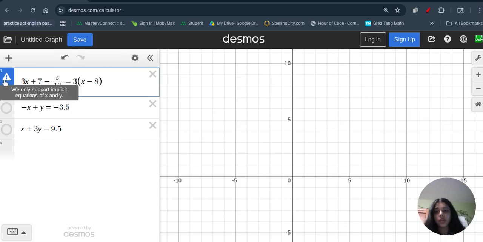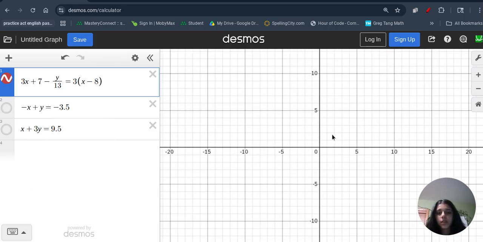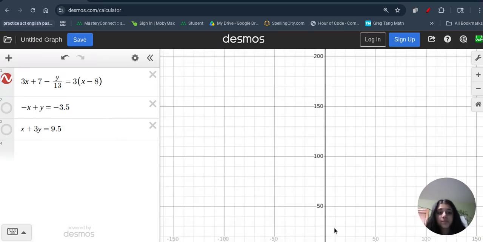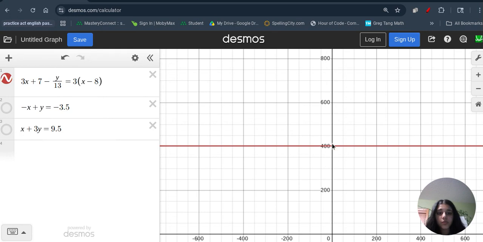And then the next portion is we're just going to try to graph it. Unfortunately, it says that we only support implicit equations of x and y, meaning that we have to change the s to y. Changing the s to y doesn't do anything other than just changing the letters. And then we zoom out to see if perhaps we have an answer anywhere. Oh, and we do. Alright, so 403 is equal to y, which is equal to s. Boom, we found the answer.